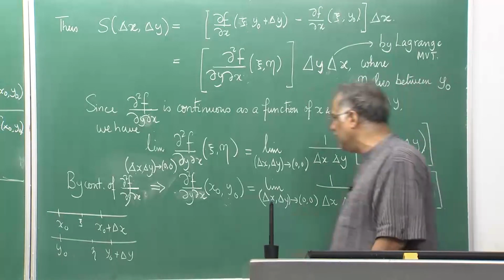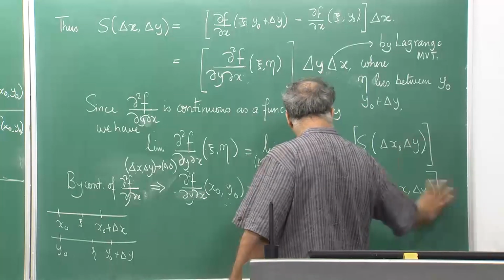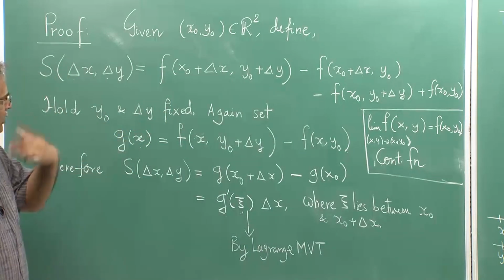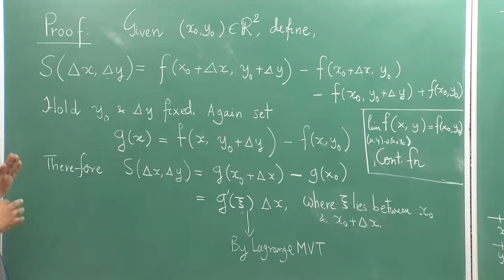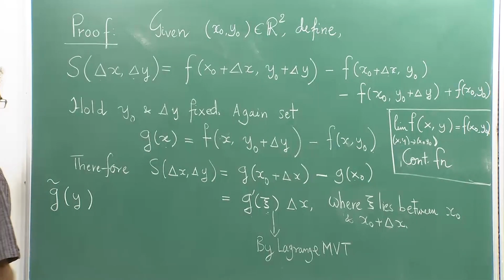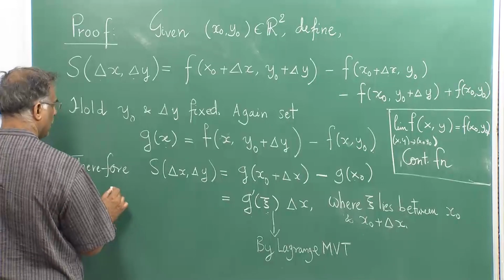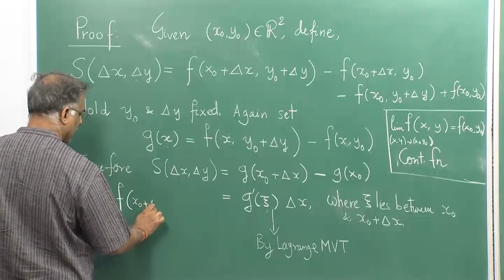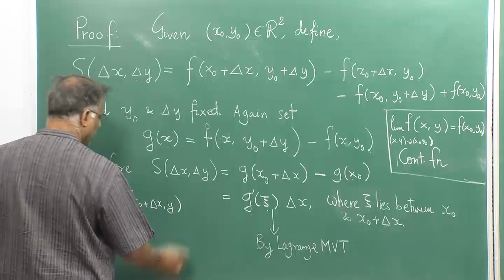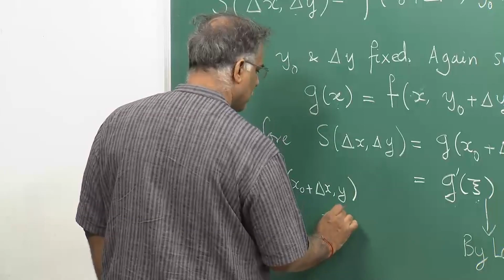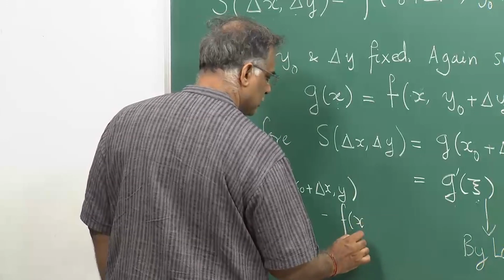So you have proved that del 2f del y del x evaluated at x naught, y naught is this quantity. Now you change the role of x and y. In fact, you define g tilde of y as f of x naught plus delta x, y, minus f of x naught, y.